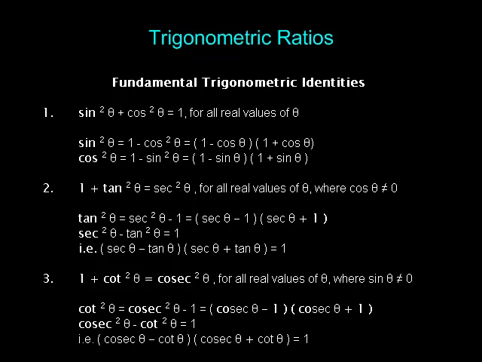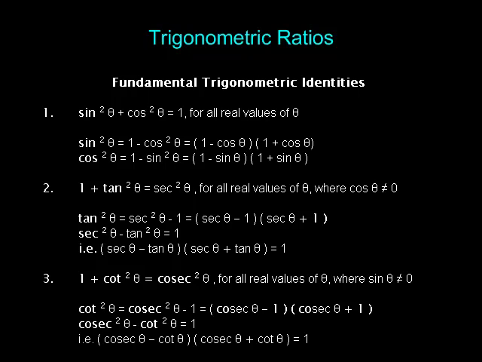They are: number 1, sin square theta plus cos square theta equal to 1 for all real values of theta. From this we can say sin square theta equal to 1 minus cos square theta, that is 1 minus cos theta into 1 plus cos theta. Also cos square theta equal to 1 minus sin square theta, that is 1 minus sin theta into 1 plus sin theta.